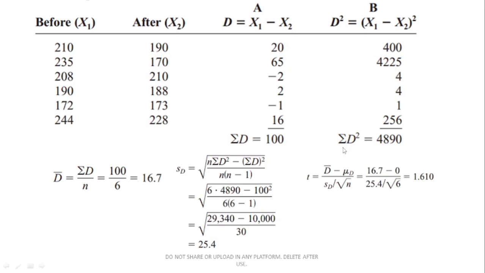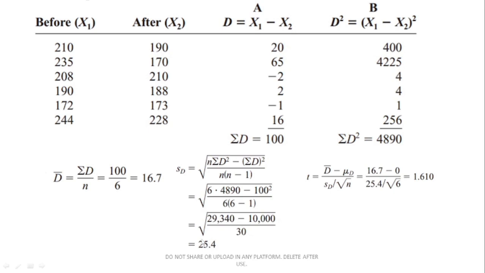So, since we already have the summation of the square of the difference, and we have also calculated the summation of d, we can now input them into our equation. So, our n is 6 times the summation of d squared, that is 4,890, minus the summation of our difference, that is 100 squared, all over the total number of our samples, 6, minus 1, times 6. So, what we get is 25.4. The standard deviation, therefore, is 25.4.